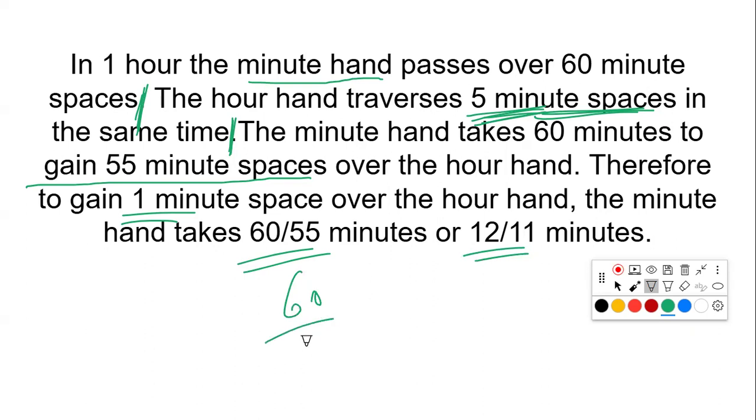This is a very, very important concept in clocks. How do you get this 60 by 55 minutes? If I remove 5, 12s are 5, 11s are the same thing. So the concept is, please understand, in 1 hour, the minute hand moves by how many minute spaces? 60 minute spaces. During the same time, the hour hand would have moved only 5 minute spaces. So to gain 55, the minute hand takes 60 minutes to gain 55 minute spaces over the hour hand. Therefore, to gain 1 minute space over the hour hand, the minute hand takes 60 by 55.